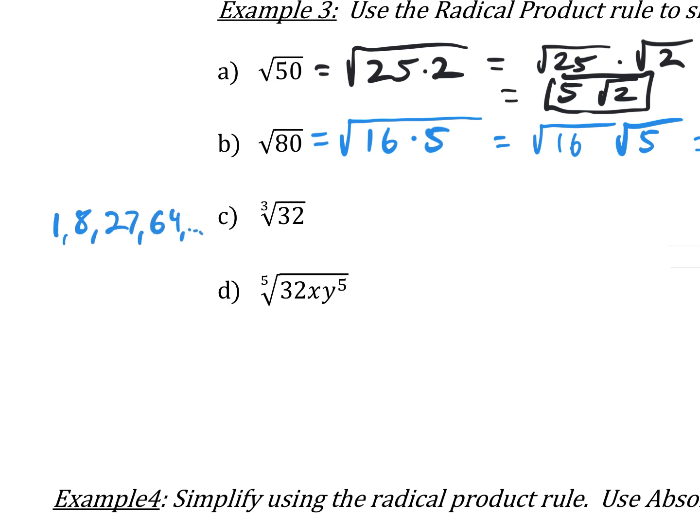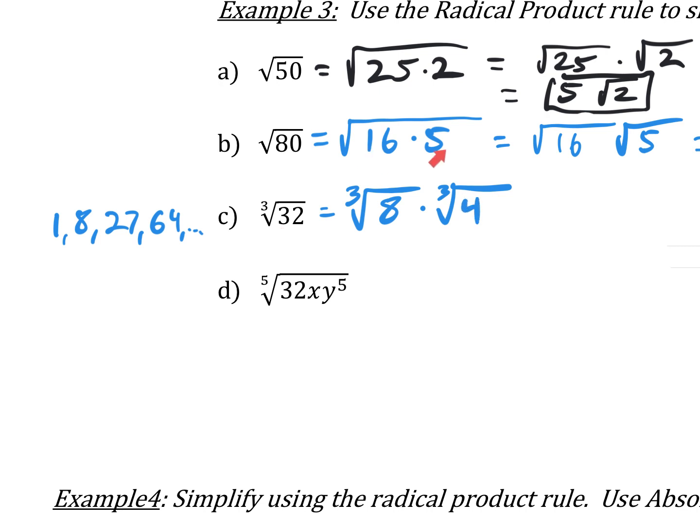Okay? And we ask ourselves, do any of these multiply into 32? Well, 8 does. And the more you practice with this, the more you'll be familiar with it. That'll come up a whole lot. The cube root of 8 is a number that we can do. And what do we multiply 8 by to get 32? Well, it's 8 times 4.